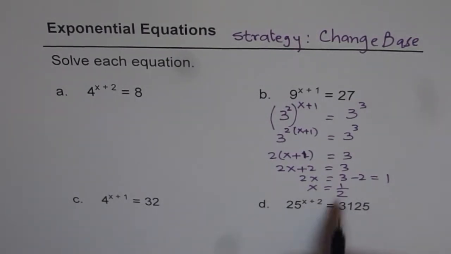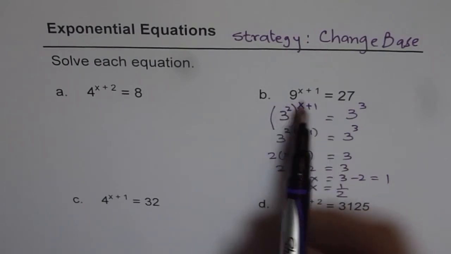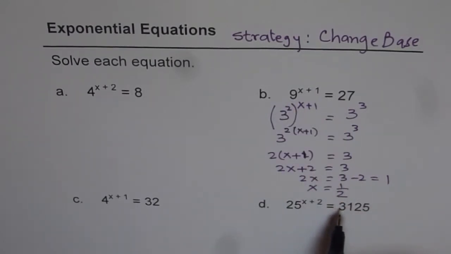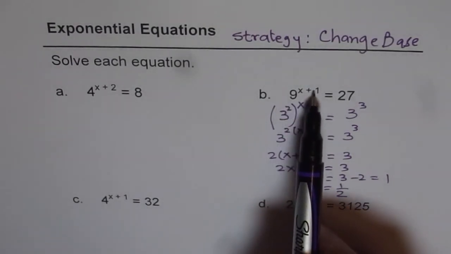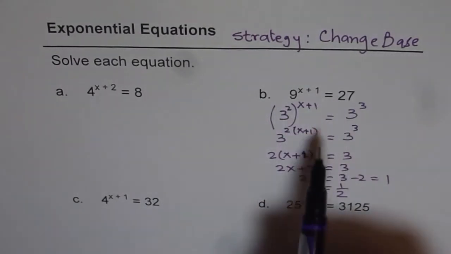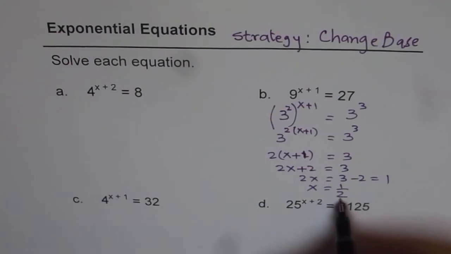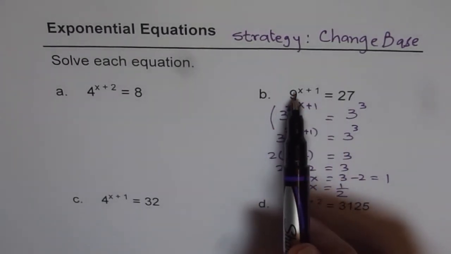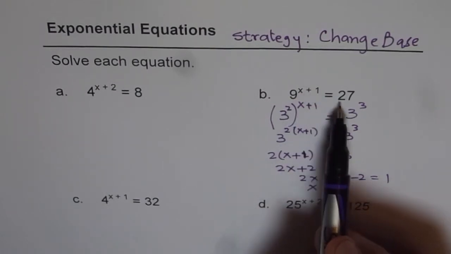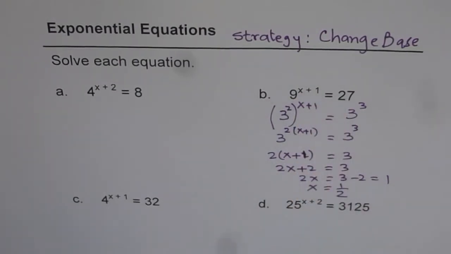So that helps. So change of base helps to solve this kind of question. You can always check your answer. 9 to the power of x plus 1 equals 27. Replace x with half and see what you get. That means 9 to the power of half plus 1, 3 over 2, is 27, right? That is what you are going to get.